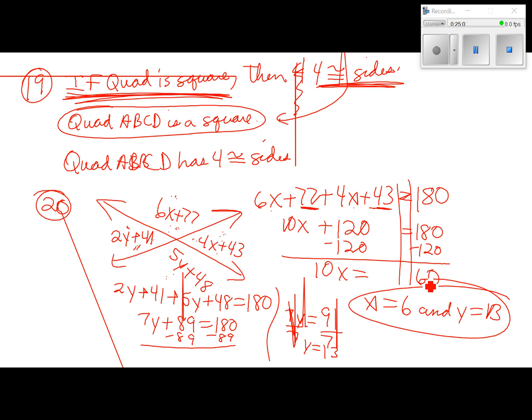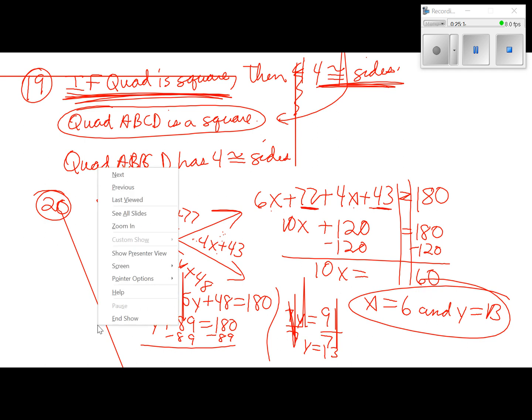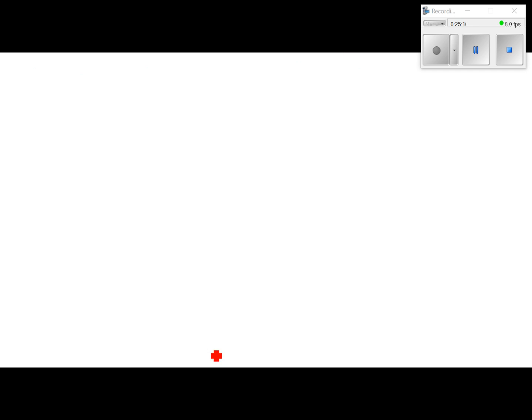Problem 21 says, if possible, use the law of syllogism to write a new conditional statement that follows from the pair of given statements. 21 says, if a figure is a square, so I'm just going to write this out real short. If you have a square, then it's a rectangle. So if it's a square, then it's a rectangle.